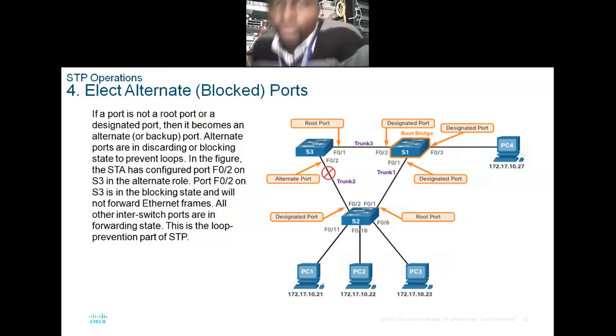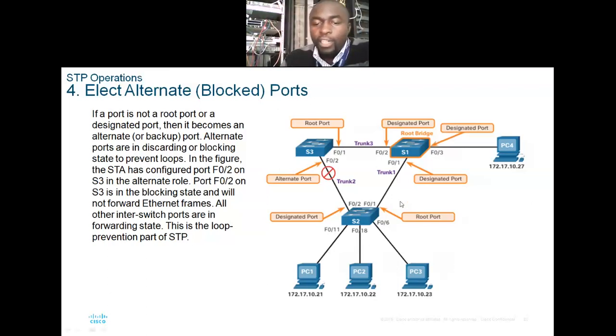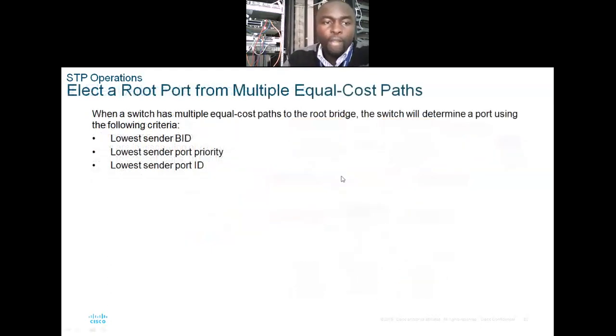All right. So any other switch on the network is now going to calculate the path closest to the root bridge, and that particular port becomes its root port. Okay, it becomes its root port. Any other port is designated except the one that is going to be blocked to serve as a redundant port. So when a switch has multiple equal paths to a root bridge, the switch will determine a port using the lowest criteria: the lowest BID, the lowest sender port priority, and the lowest sender port ID.